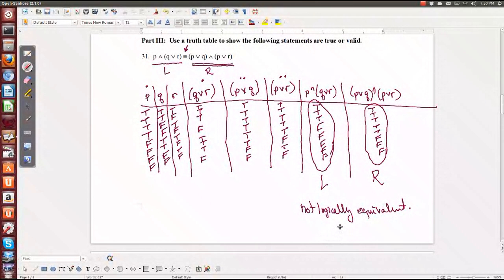Remember that if we're trying to prove statements are logically equivalent, we need to show that 2 columns have identical truth outcomes, which we just don't have here.